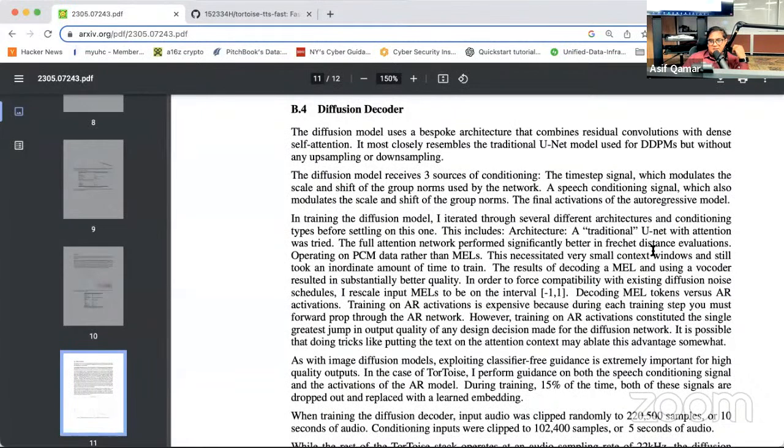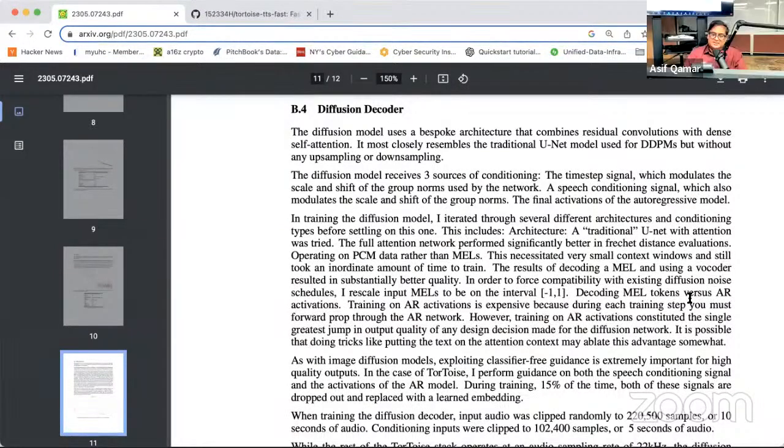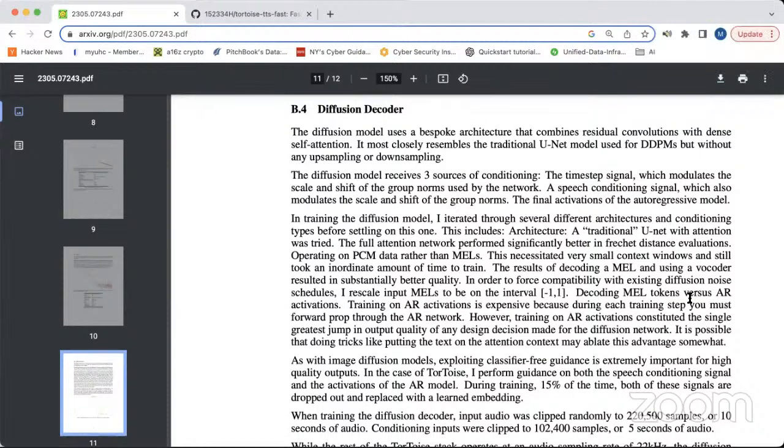So he is using the UNet, right? It most closely resembles the traditional UNet model, but without any upscaling or downscaling. Yeah, upsampling and downsampling just means that he's not doing any. Upsampling, downsampling would be taking frames, like sampling the frames. The voice thing, right? As you're looking at the voice, he's not eliminating any part of the signal. He's taking the whole thing. I see. Okay. Yeah.